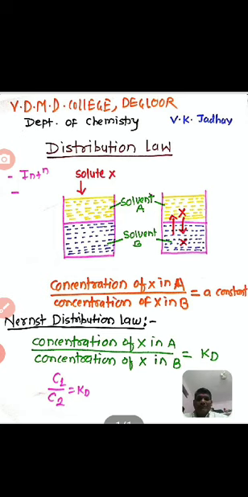If C1 denotes the concentration of solute X in solvent A and C2 denotes the concentration of solute X in solvent B, then we can write C1 by C2 is equal to Kd. The constant Kd is called the distribution coefficient, or partition coefficient, or distribution ratio.